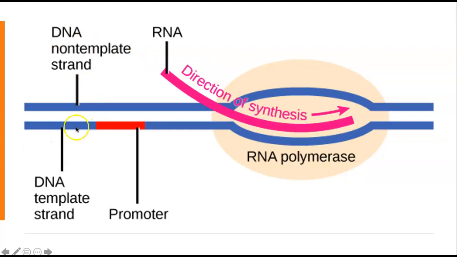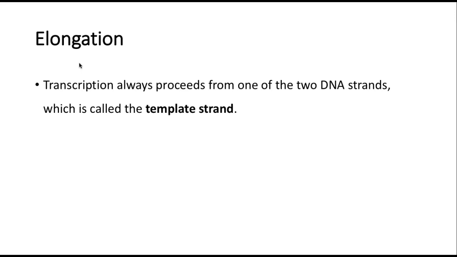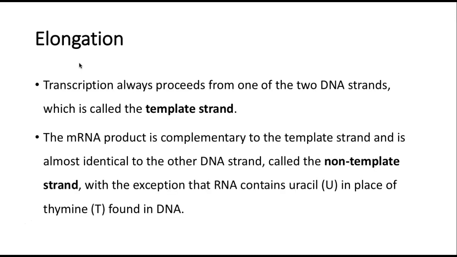Notice that there is a template strand and then the non-template strand. So only one strand of the DNA gets read at any one time. So the next step is elongation. Now, transcription always proceeds from one of the two DNA strands, which is called the template strand, like I said. The mRNA product is complementary to the template strand, and in that sense, it will be almost identical to the other DNA strand, which we call the non-template strand, but the only change would be that RNA, of course, contains uracil in place of thymine.